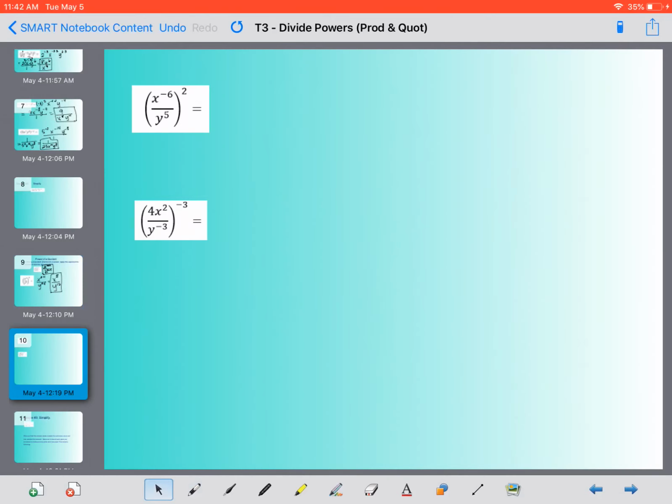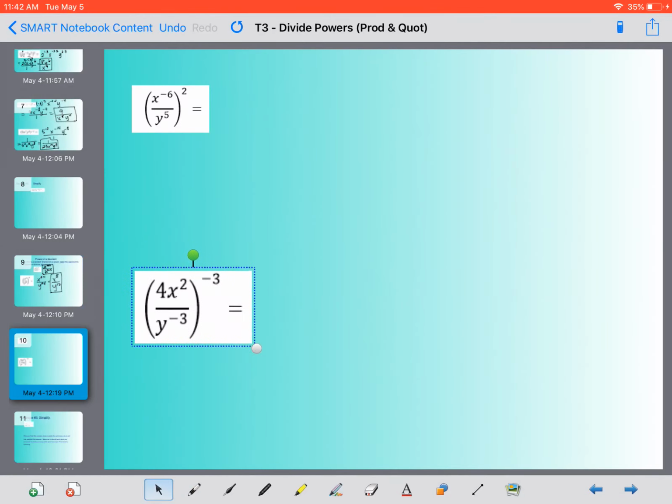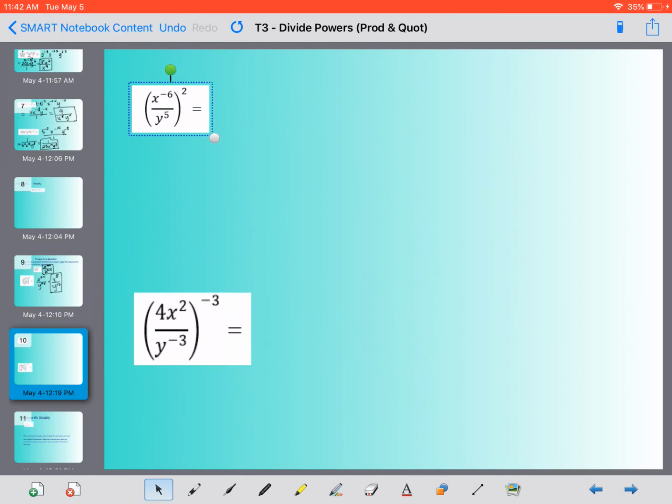Okay, let's work through a couple more examples. And then we'll have one more lesson check question, and then you'll be ready to do your homework. Okay, we have one with coefficients, and we have some negative exponents. So let's see what that looks like.